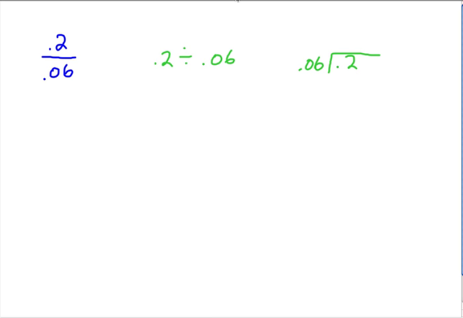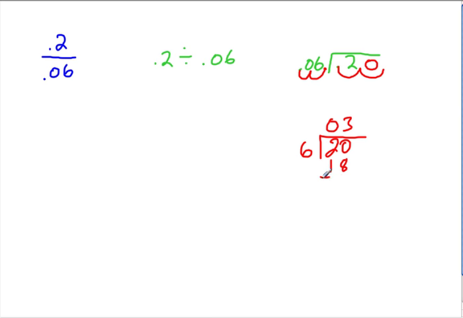So let's use a different color. I'm going to move this to the right, 1, 2, and that 0.06 now becomes a 6. The 0.2 became a 2, and now whenever there's an empty scoop here, you got to put a 0. So what was 0.06 into 0.2 now becomes 20 divided by 6, and that should give us the same answer. So let's see what happens. 6 does not go into 2. It goes into 20, 3 times.